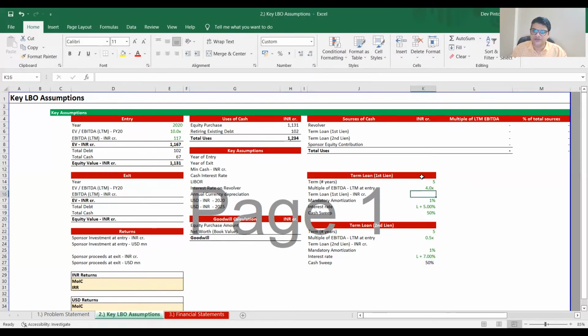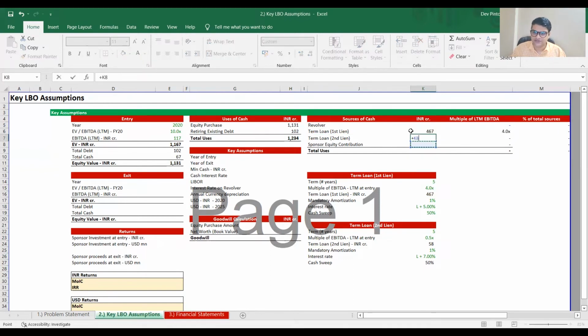Let's just compute the amount, right? So what will this be? This will be 4 turns of this EBITDA, right? That's it. Nothing fancy. Same thing for lien 2 will be what? 0.5 turns of this EBITDA, right? Again, nothing fancy. So let's just link the amounts here.